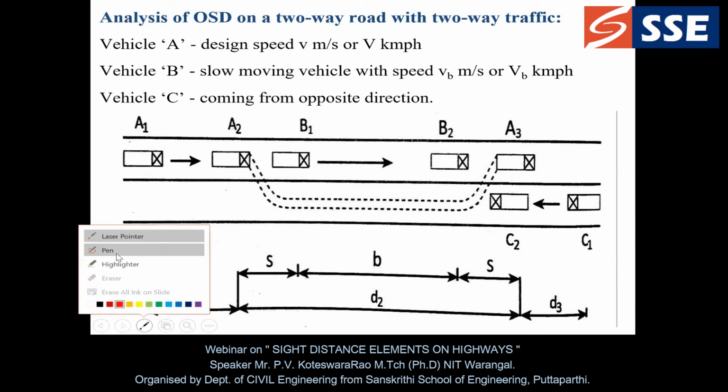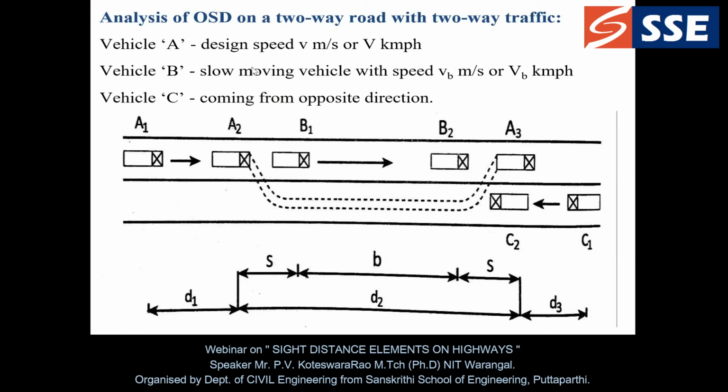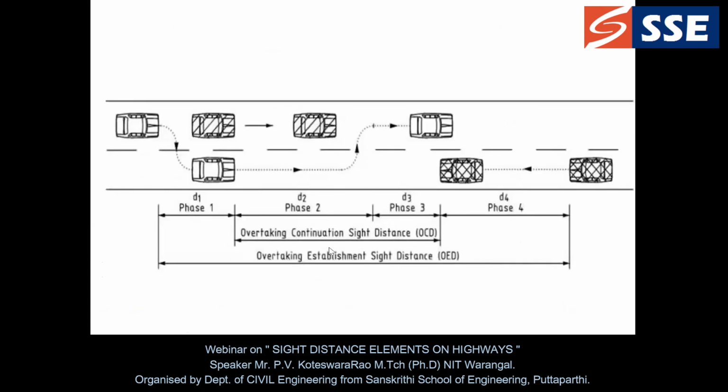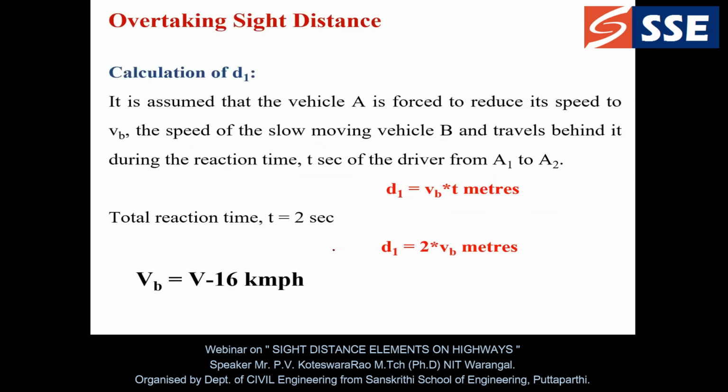Already I have explained this one in the previous slide itself. D1 plus D2 plus D3. So how the overtaking process is going to be taken. Same one, just whatever we have observed in the previous one, I have given the similar one. Now let us see how to calculate the D1, D2, D3.